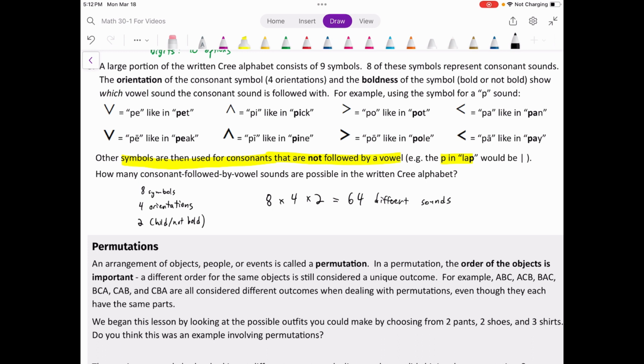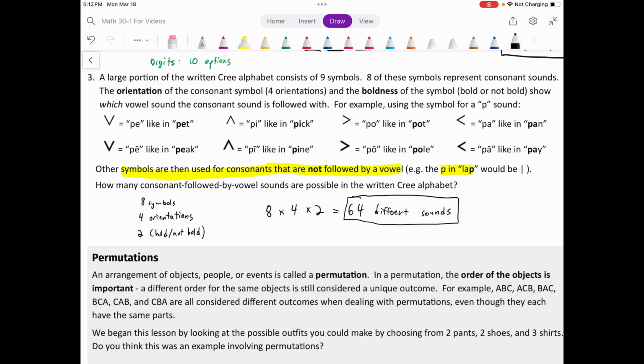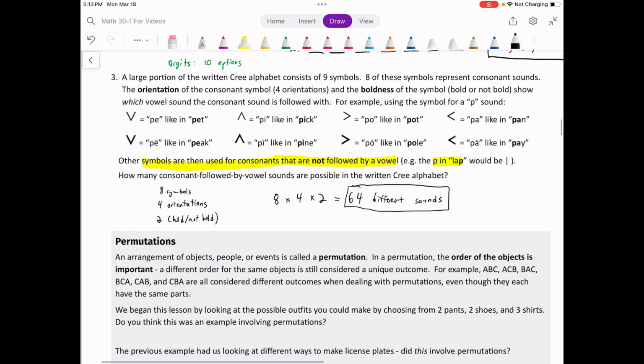Now, obviously, there's more to it than just consonant followed by vowel, because what about just vowel and just consonant? But just for the consonant followed by vowel sound stuff, the fact that we have these different options we can multiply together, 8 symbols, 4 orientations, and making it bold or not bold, gives us 64 different consonant followed by vowel sounds. Pretty cool.